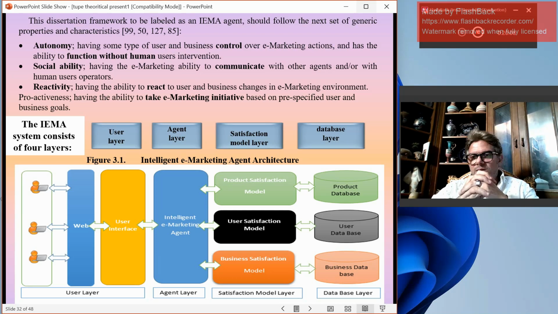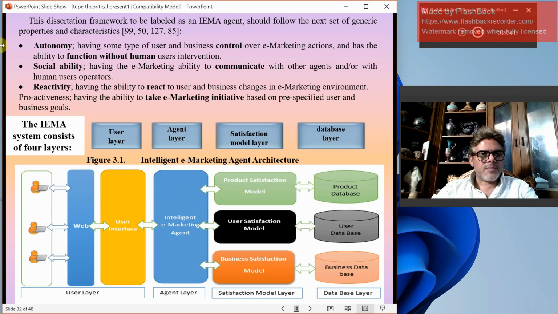My BSc, my college, is in applied mathematics. So I started by applied mathematics, and then my master's degree was in computer science in the United States. And then I did my PhD in Egypt, on an intelligent e-marketing system. So I actually knew that it was generic.